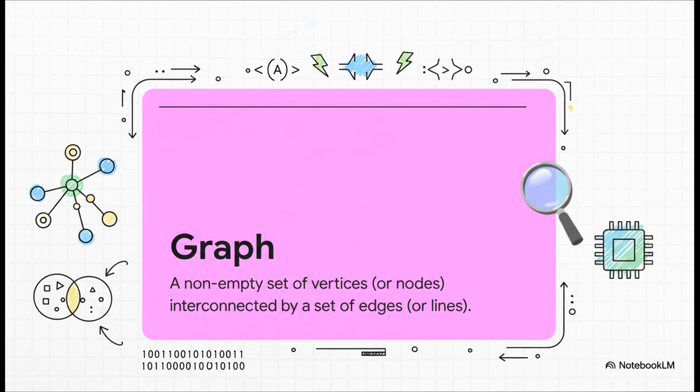In discrete math, a graph is a structure made of two simple things: vertices, which are basically just dots, and edges, which are the lines connecting those dots. That's it. Dots and lines. It's an incredibly powerful way to model relationships and networks of any kind.